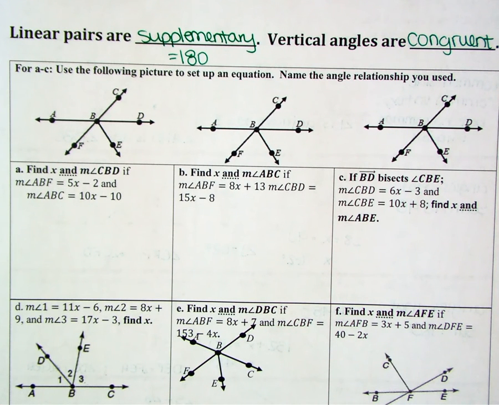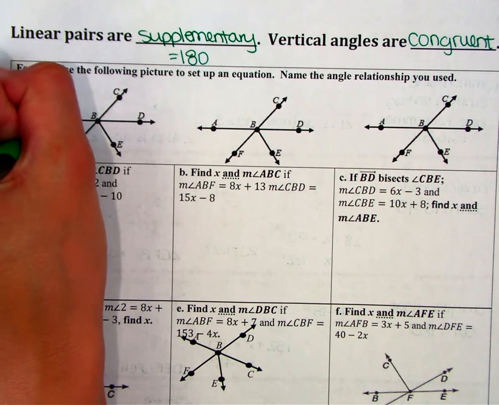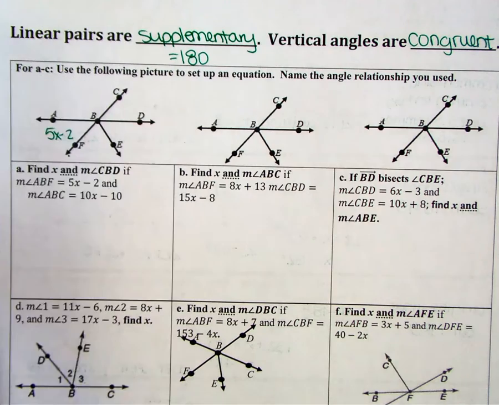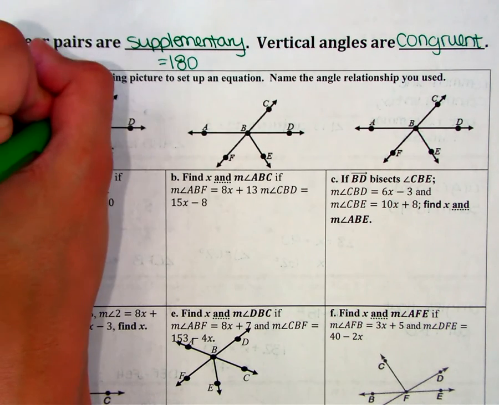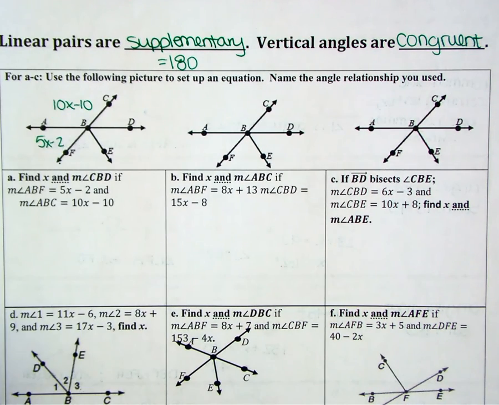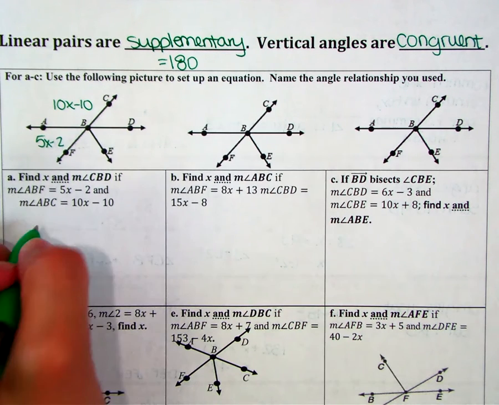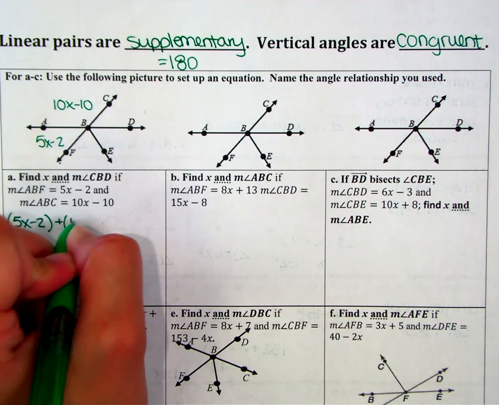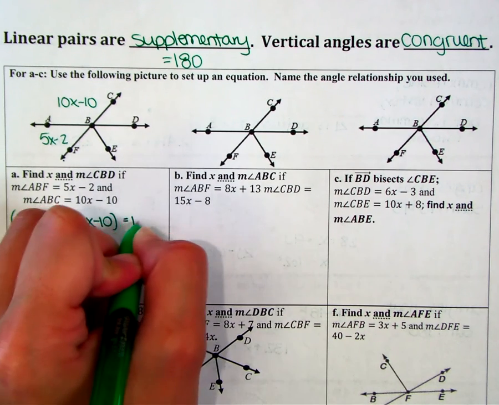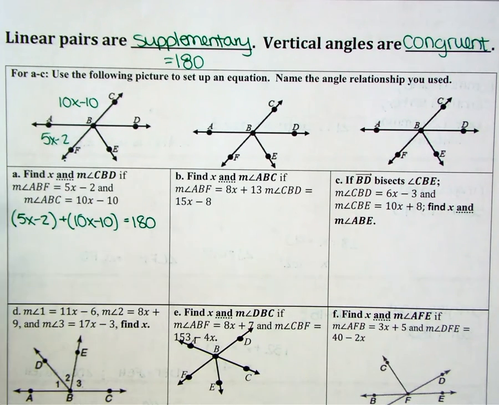So in A, find x and the measure of angle CBD if the measure of angle ABF is 5x minus 2. So ABF and ABC is 10x minus 10. So those two together, are they linear pairs or are they congruent? Since they make a line, they're linear pairs, which means they're supplementary, so which means we're going to have 5x minus 2 plus 10x minus 10 equals 180. You would solve them, find x, and then plug it in for CBD.